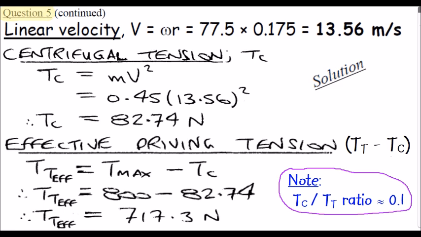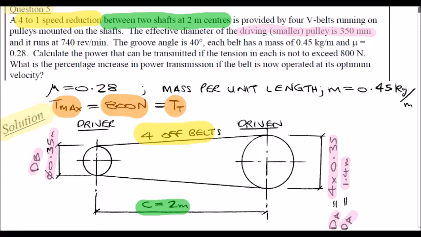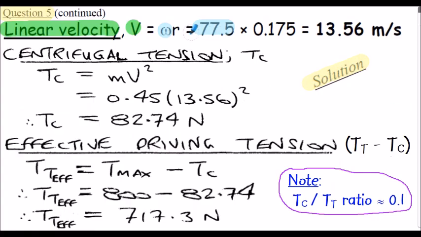Question 5, solution continued. We can next calculate the linear velocity of the belt, V. That's the angular velocity multiplied by the radius of the pulley. We know the angular velocity of the driver pulley is 77.5 radians per second. The diameter of the driving pulley is 0.35 meters, so the radius is half of that, 0.175 meters. That evaluates the linear velocity in meters per second.